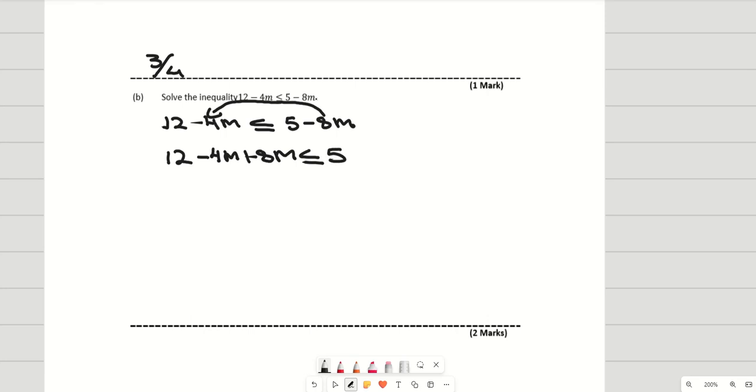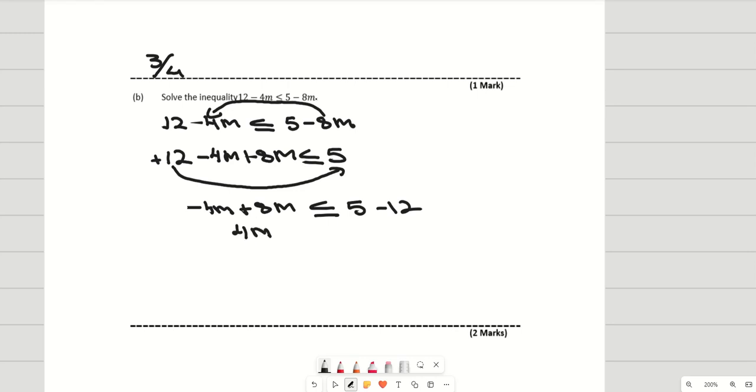Then we only want m's on one side and all the numbers on the other side. So you're going to carry across, although we're not seeing it, there's a positive in front of that 12. So if we carry across plus 12 over the sign, it will be negative 12. So we have minus 4m plus 8m is less than or equal to 5 minus 12. Now, minus 4 plus 8, just think of m as mangoes. If you have 8 mangoes and you subtract 4 mangoes, you will have 4 mangoes, less than or equal to 5 minus 12, which is minus 7.